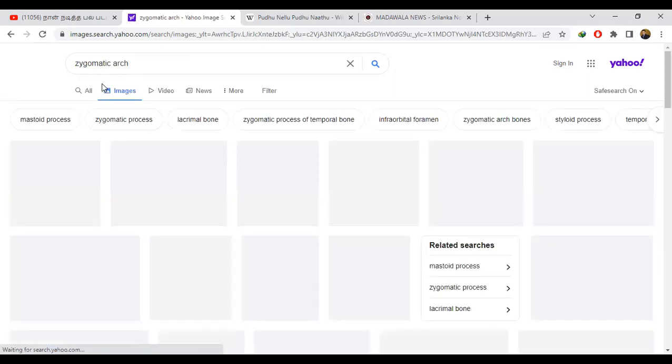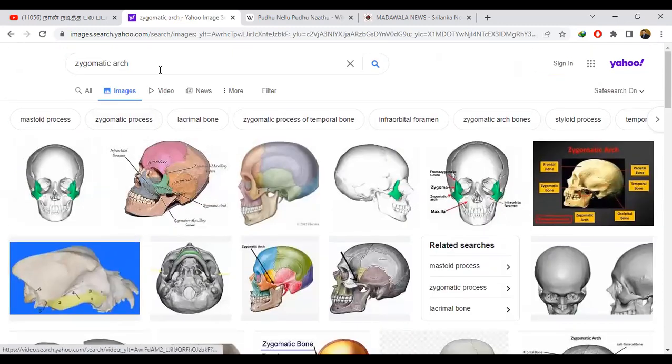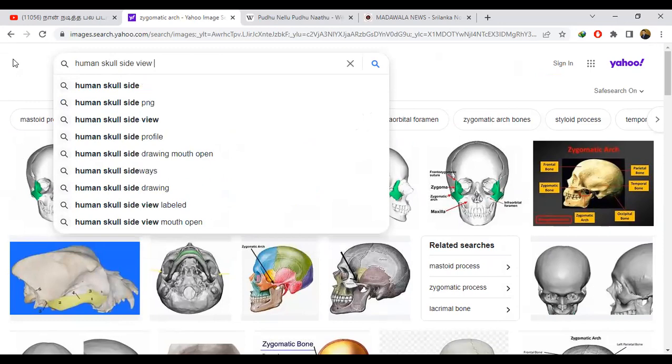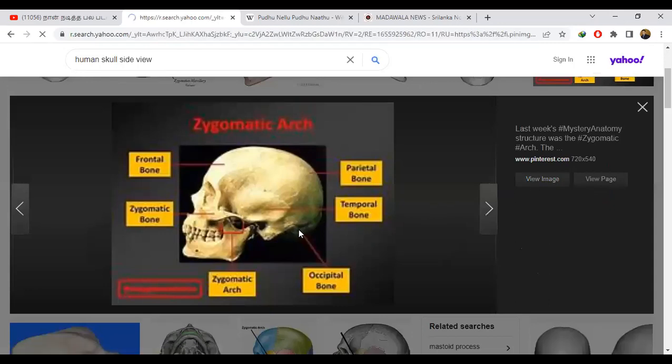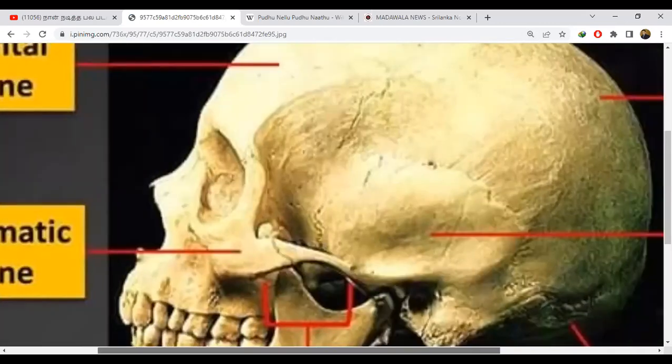What is it? Zygomatic arc. Okay. In the human skull, if you take a side view, I can take this picture, that is fine. Can you see this picture? Yes, sir. In this picture, this is the, what is it? Arc. Understood? Yes, sir.